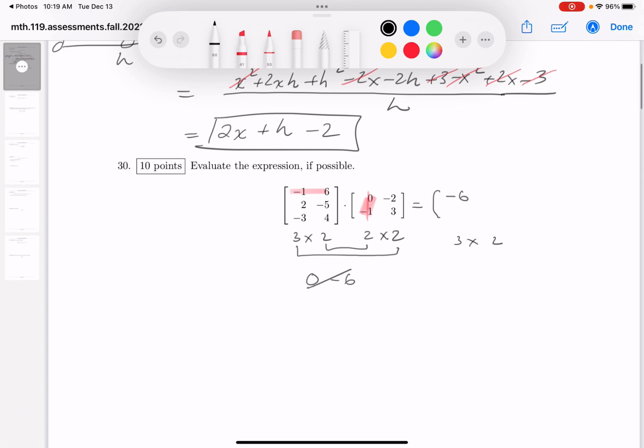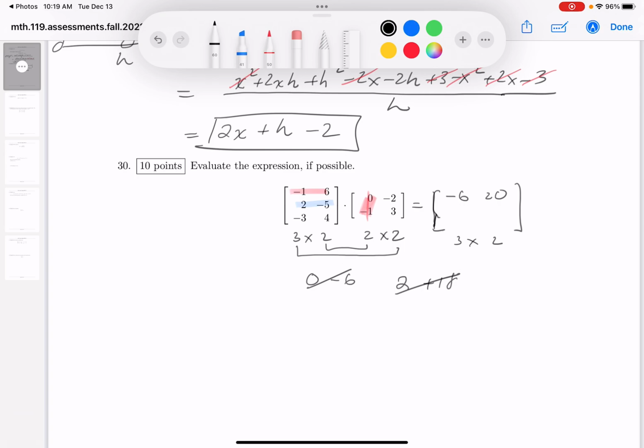I'm going to get minus 1 times minus 2, which is 2, and then 6 times 3, which is 18, and that's going to give me 20. Let's keep moving. This is done. Let's do the next one. And I'm moving on to the next row, by the way. The next row is this one over here.